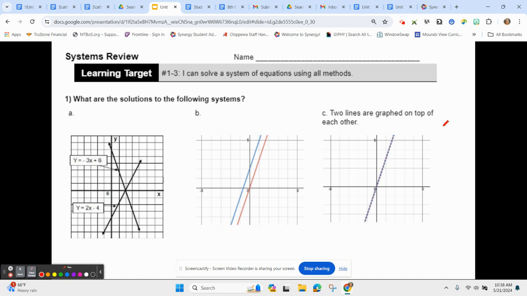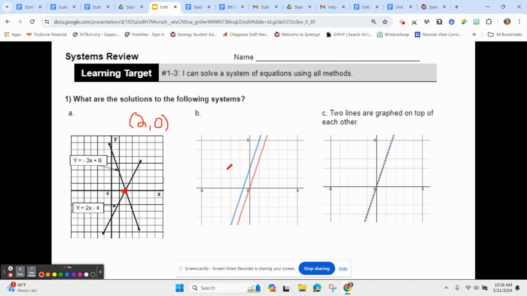So let's take a look at this first one. What are the solutions to the following system? Looking at this one, I can directly see that my bullseye is a nice intersection at exactly (2, 0). So there's one solution here, and again, it is found at (2, 0).